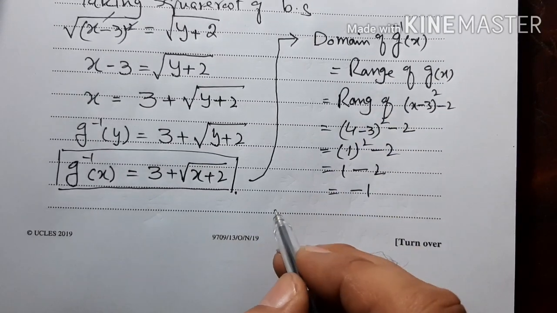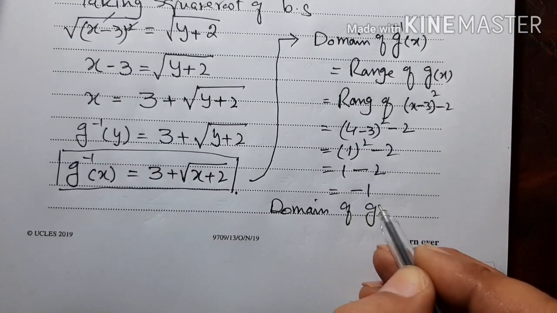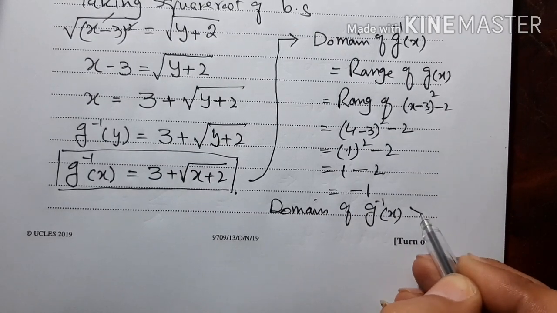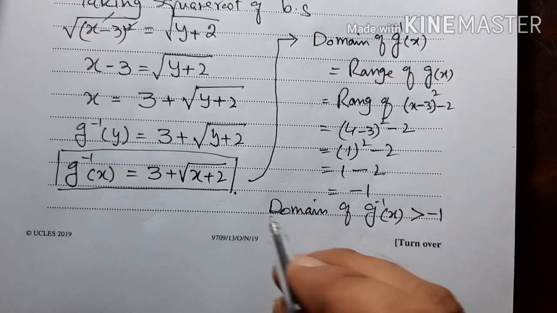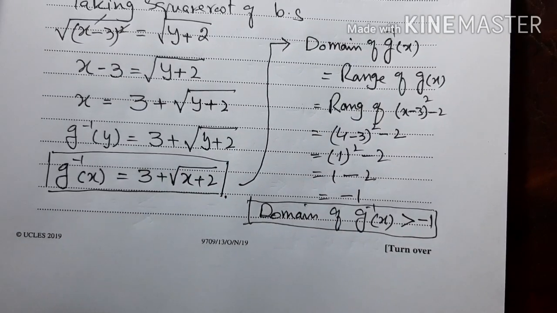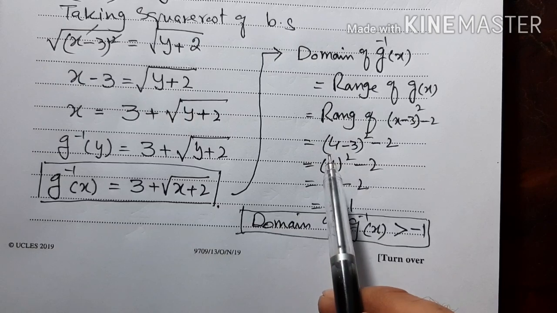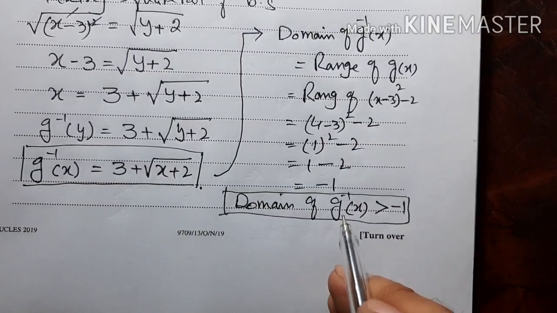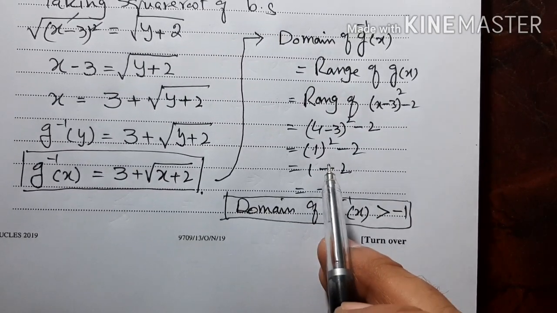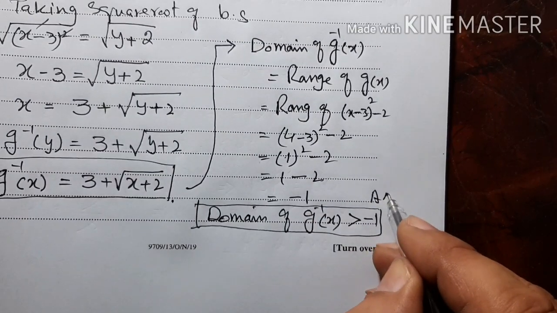So the domain of g inverse of x will always be greater than minus 1. I will always get a value greater than minus 1 if I put in any value of x greater than 4. So this is the domain of g inverse, which is actually the range of g. So this is our answer.